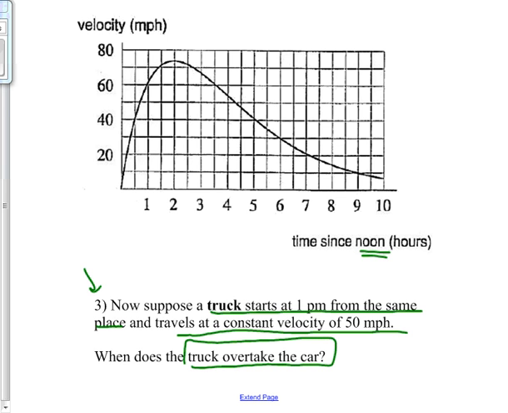And I want to develop this in a very graphical depiction. So the truck starts at 1 p.m., and it's going 50 miles per hour the entire time. So if we go up to 50, here's my truck. The green area that I'm drawing is the distance that the car goes. And we're going to say the blue area is the distance that the truck goes.